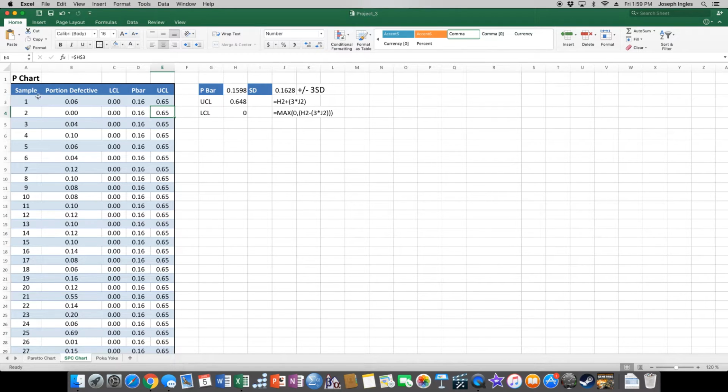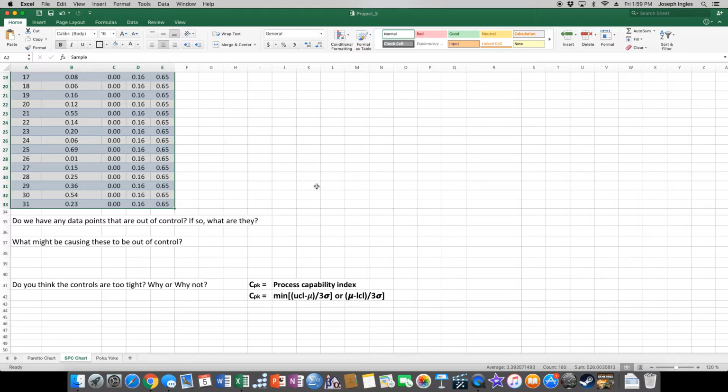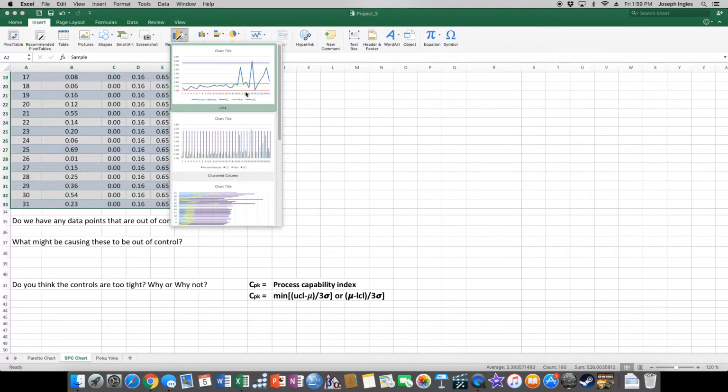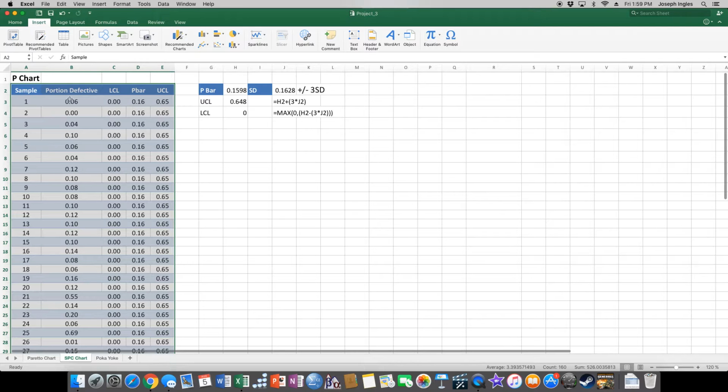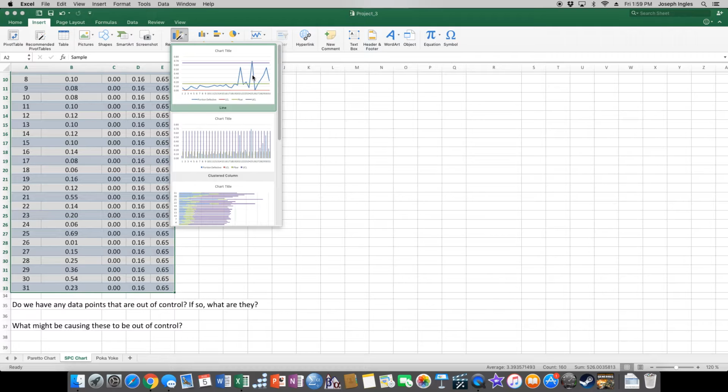It's a simple thing. All we need to do is highlight from A2 down to E33. From A2 to E33. We're going to insert recommended charts, and the very first chart is the one we want. Let me do that one more time. So I highlighted from A2 to E33, insert recommended charts, and the very first one is the one we want.